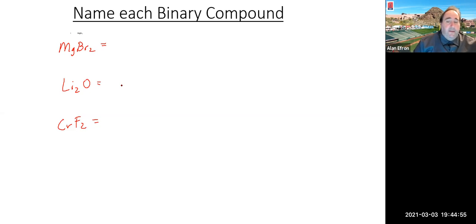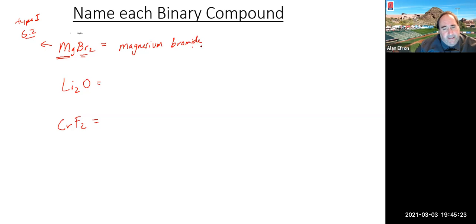Okay, so let's take a look. So again, we want to look and identify what we got going on. We got magnesium here, and that's a metal. We got Br, which is a bromine, which is a non-metal. Magnesium's group 2, which means this is a type 1, which means we don't have to worry about anything other than naming it, which means we would use the entire first name there of the metal, and the second name would get the IDE.